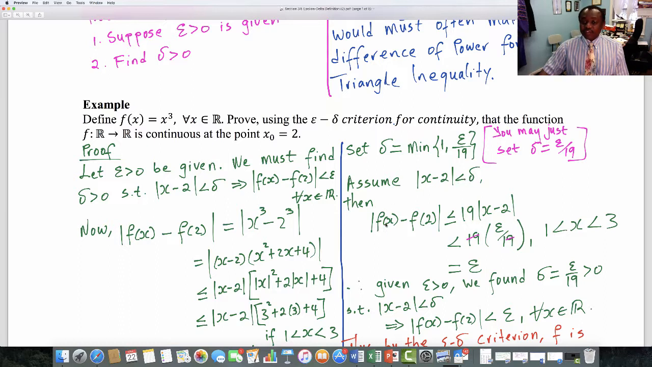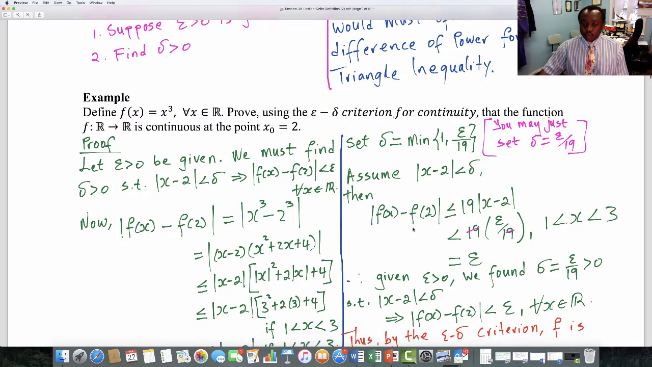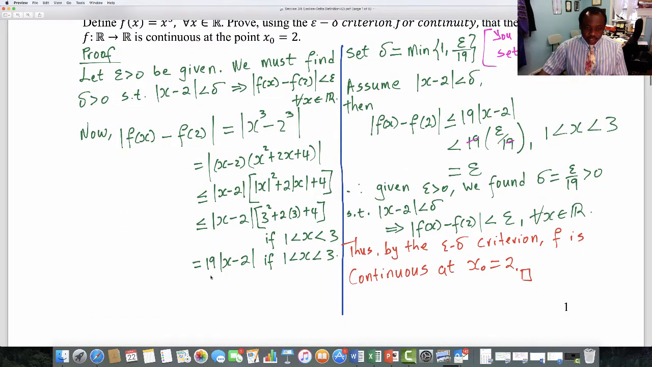Then the absolute value of f of x minus f of 2, which we got to be less than or equal to 19 times the absolute value of x minus 2. So right here, less than or equal to 19 times the absolute value of x minus 2. But the absolute value of x minus 2 is less than delta. So this is less than 19 times delta, but our delta is epsilon over 19. So that is epsilon over 19 times 19, the 19s cancel out, and I end up with epsilon.